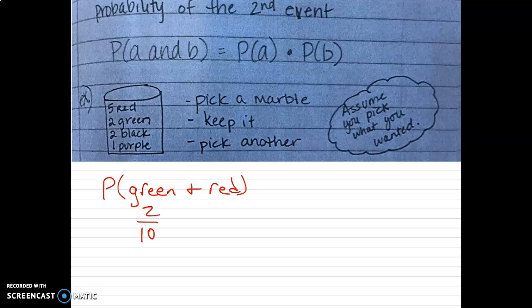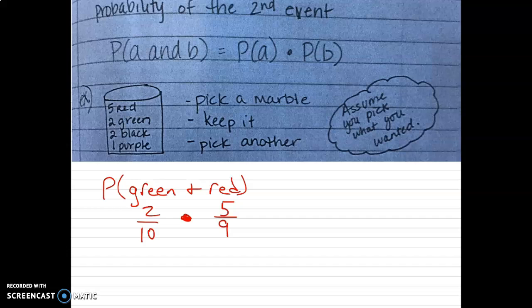The probability of picking a red. So remember, we're going to pick that marble. We are not going to put it back in the jar. Okay, so how many marbles are in there now? There's now 9 marbles. How many of those marbles are red? 5 of them are red. All we have to do is multiply these two events, and that will tell us the probability of both of them happening at the same time.